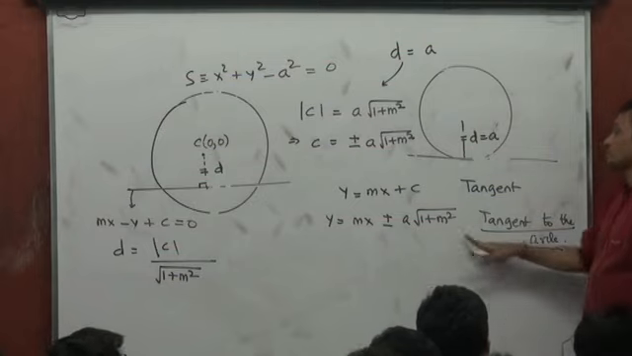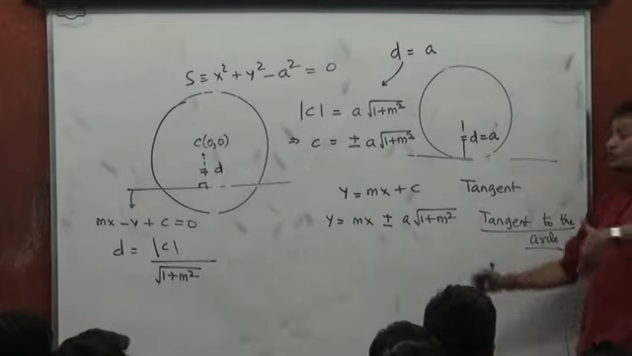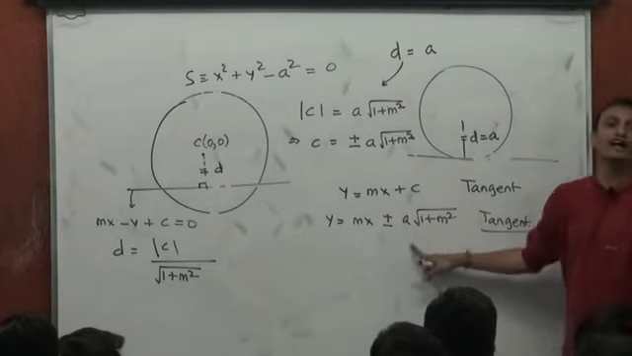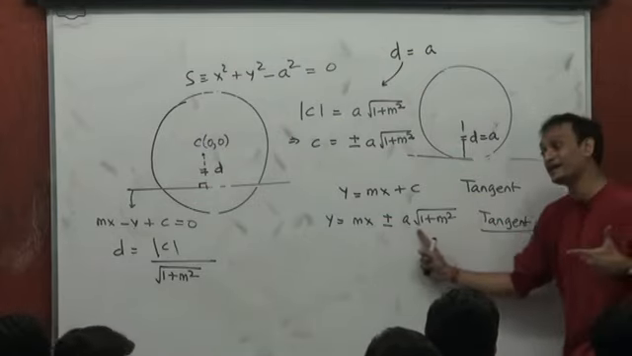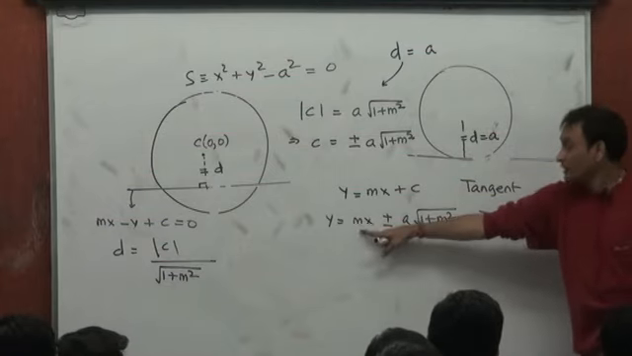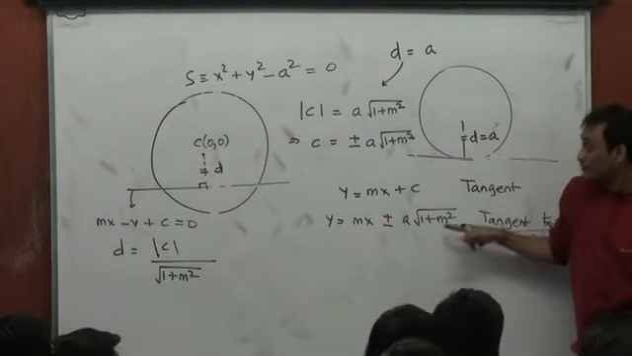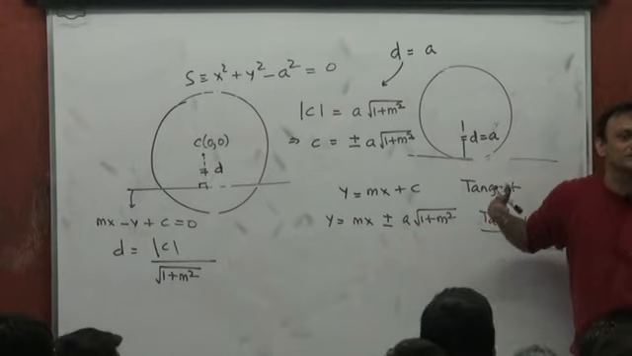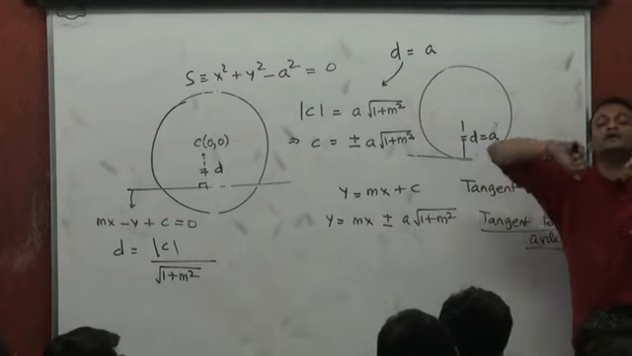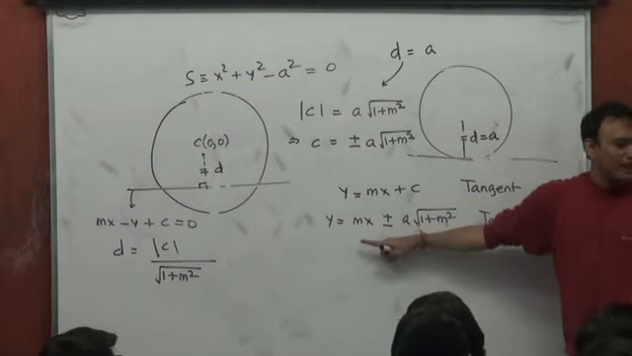Now, m is the slope of the tangent. As you can see, m is the slope of the tangent. If you select different m's, you get different tangents to the circle, tangents at different points. Yes or no? So if m is looked upon as a parameter, this will represent a family of tangents to the circle. The entire bunch of tangents to the circle can be obtained by simply plugging in different values of m.